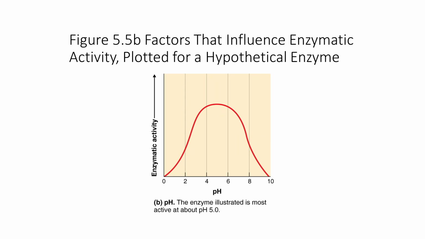The pH also has a curve like the temperature curve. So at 0 pH, or at really low pH, acidic, the enzyme activity is really low. This enzyme peaks at a pH of 5, and then as it gets more basic, it stops working as well. So it's got its optimal pH where it works the best.